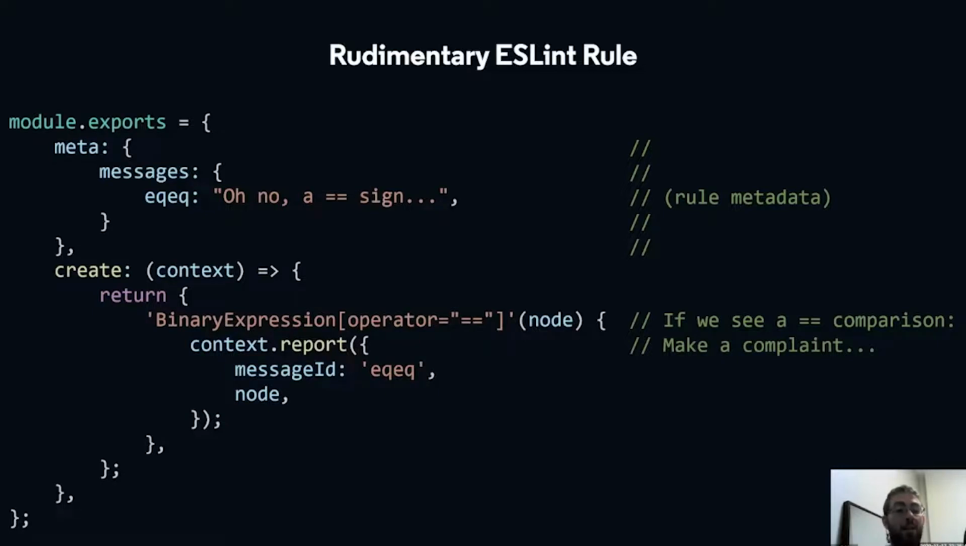The data to that complaint is twofold. First, it is the message ID, which is the one message ID equal, and then it's information on which node we're complaining about, which is that binary expression from before. Cool, that's an ESLint rule. If you were following along at home and you just typed this out, congratulations, you've written your first rule. Good for you.